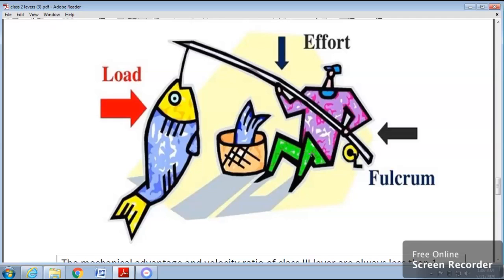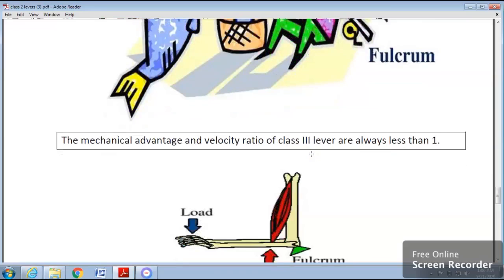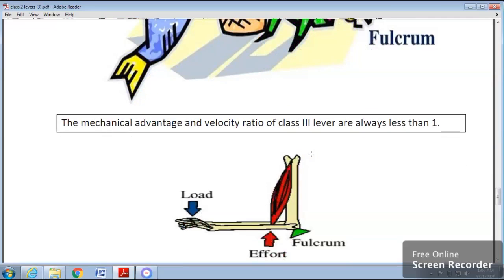So here mechanical advantage is less than 1. Hence it works as speed multiplier. Instead of, in class 2 we have force multiplier, in class 3 we have gain in speed.